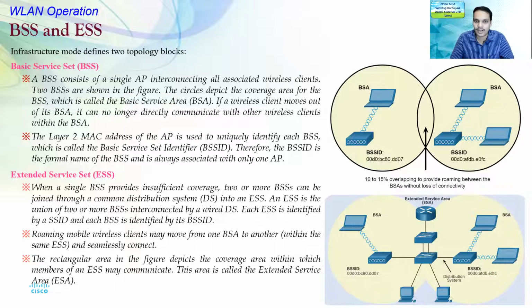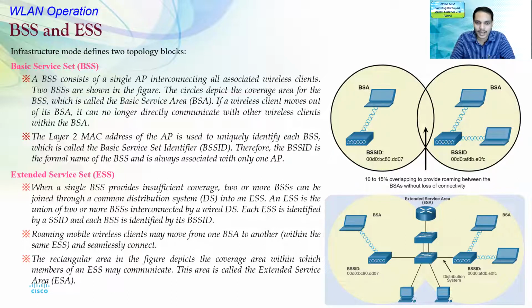So roaming mobile wireless clients can move from one BSA to another within the same ESA, and they can still seamlessly connect. This is the kind of model that we use in large campuses. You have this particular ESA where you connect your mobile phone to one access point, and if you keep moving through your college also, that means you will keep on changing your access points, but still you will not lose network connectivity.